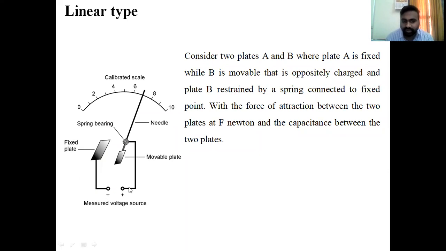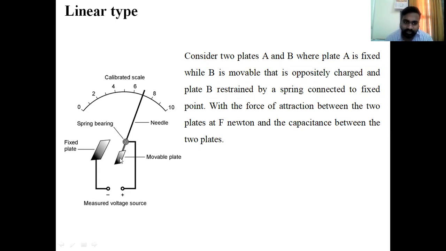We have given a supply, either a measuring voltage source or EMF, whatever it may be. What will happen when we give a supply to this particular fixed plate and moving plate? The fixed plate is fixed; it doesn't move. The moving plate is connected to a spring in order to create a certain controlling torque, and the moving plate is connected to a spindle.